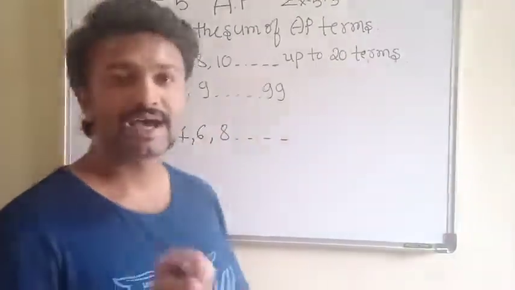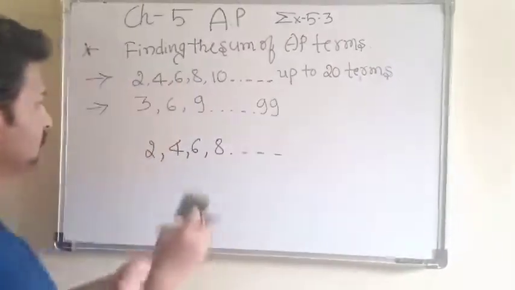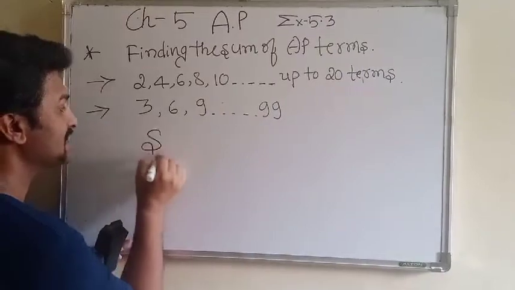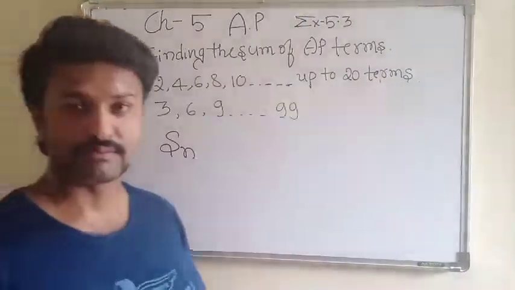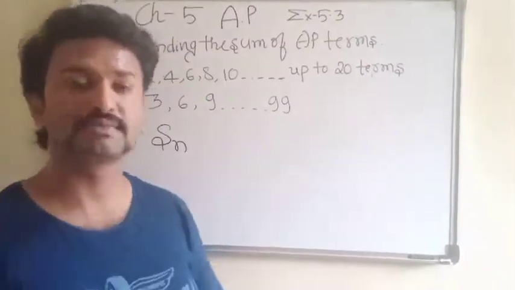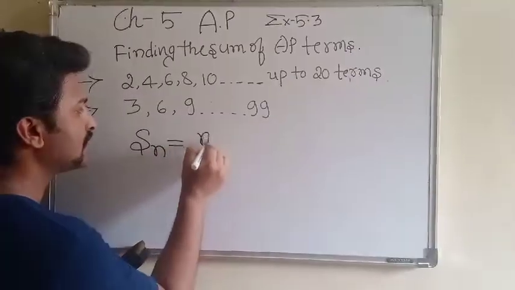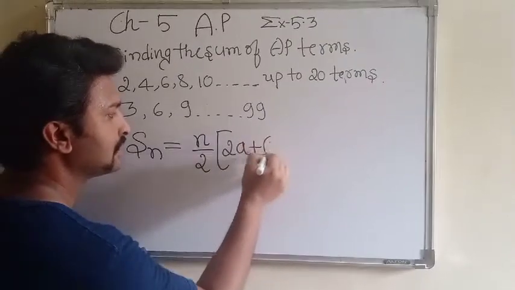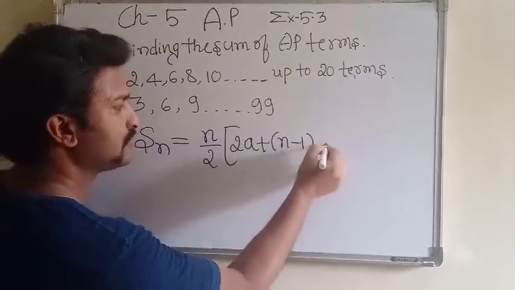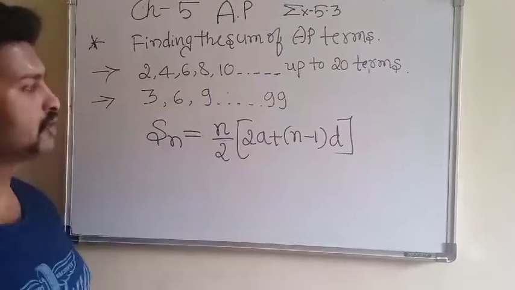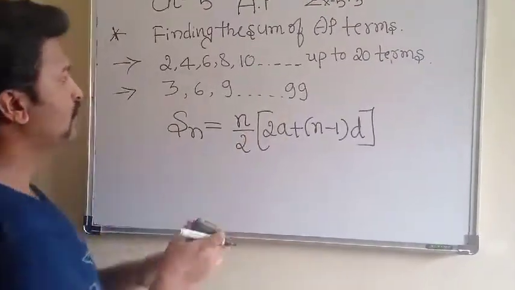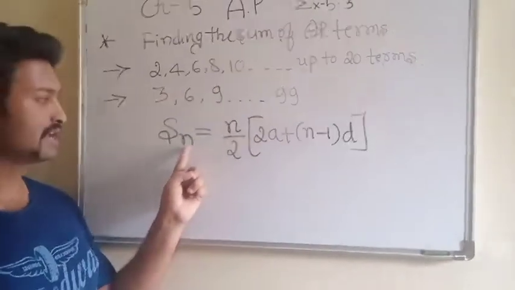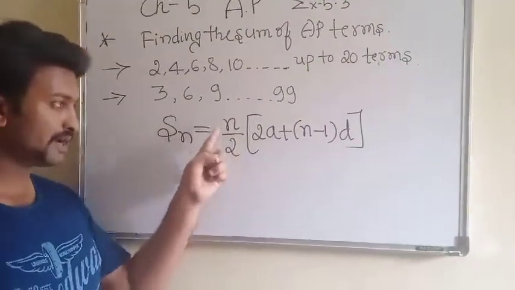In AP, they have given one formula, that is Sn. Sn means the sum, finding the sum of all the terms. Sn equals n by 2 into bracket 2a plus n minus 1 into bracket d. Here n means how many terms are there in the AP. For S20, just replace n by 20.